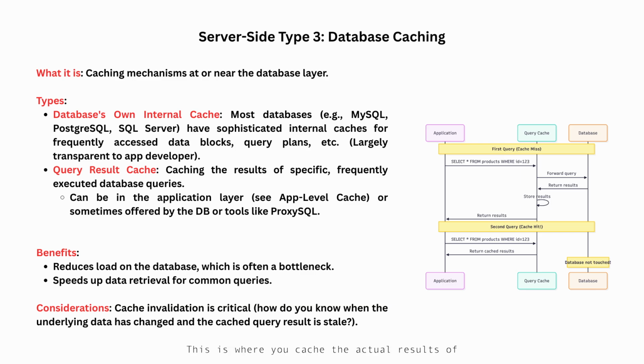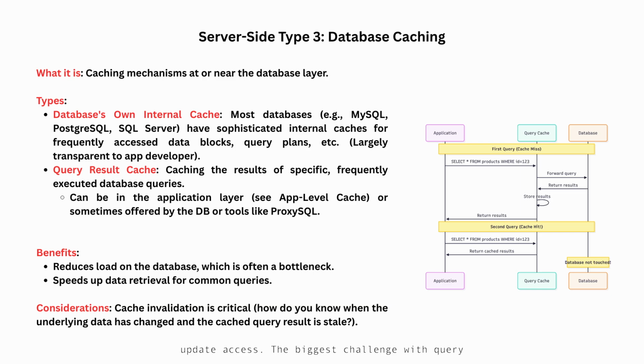Secondly, and more explicitly managed, is query result caching. This is where you cache the actual results of specific database queries that are run frequently. If you know a particular query is always fetching the same popular product details, you can cache its result instead of hitting the database every time. This can be implemented in your application layer, as we discussed in application level caching, or sometimes tools or proxies in front of the database can do this. The main benefit is, of course, reducing the load on your database and speeding up data access.